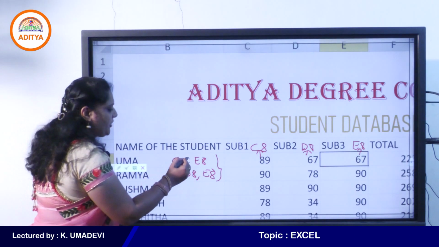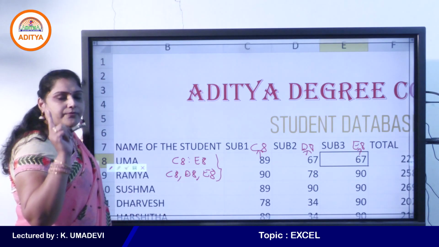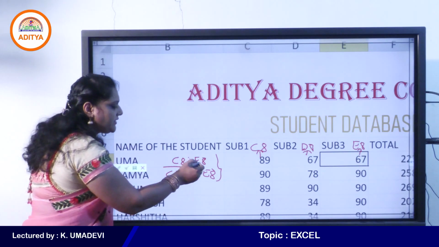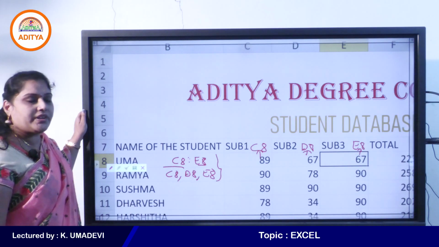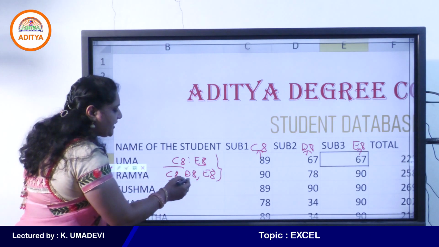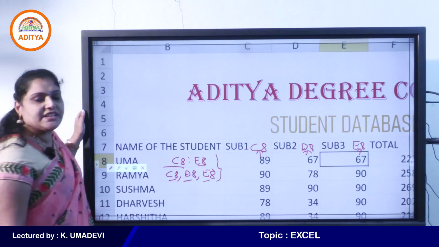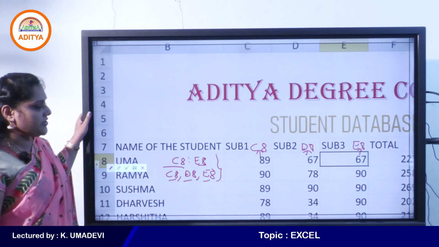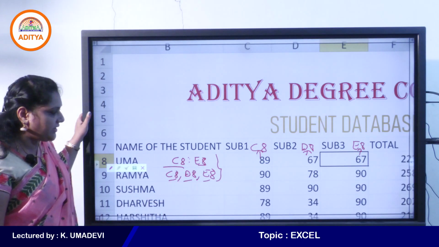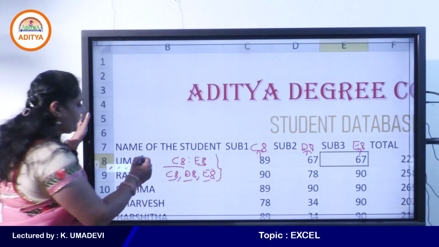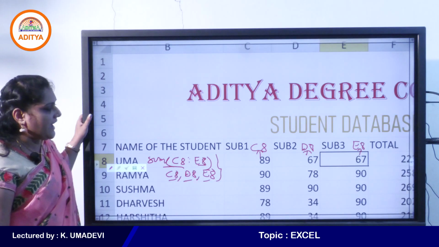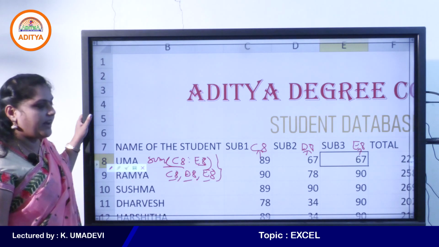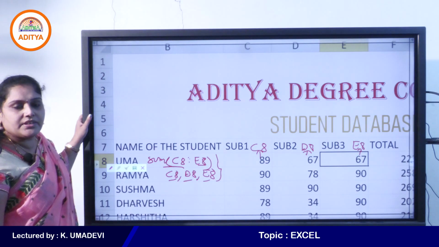If you use the colon operator, just enter the first cell reference and the last cell reference. If you want to enter it individually, simply enter each cell reference separated with commas. So C8 to D8 means 89. If you use the sum function, it adds 89, 67 and 67. Clear?